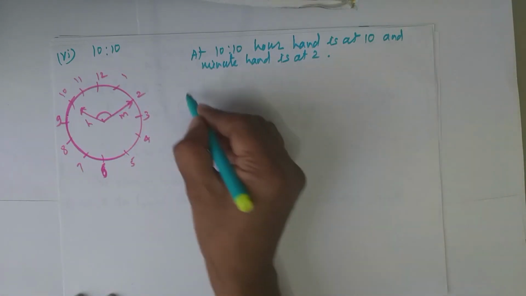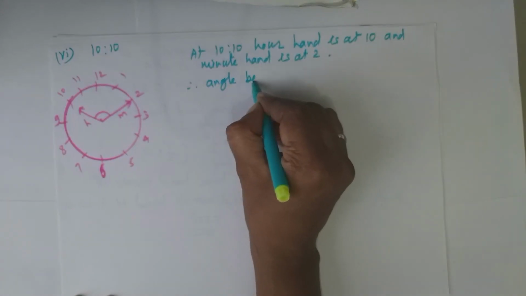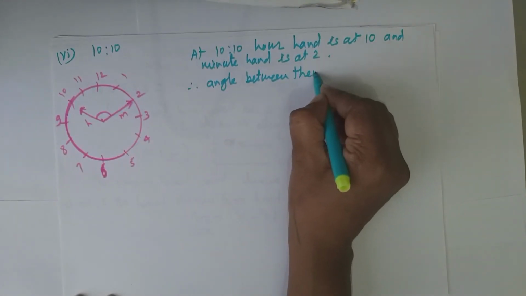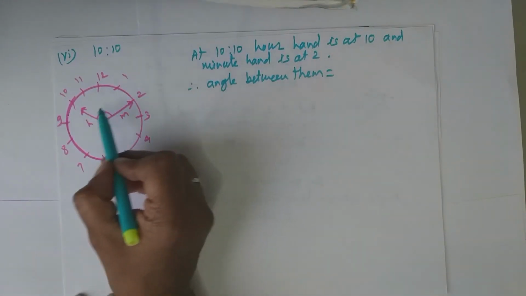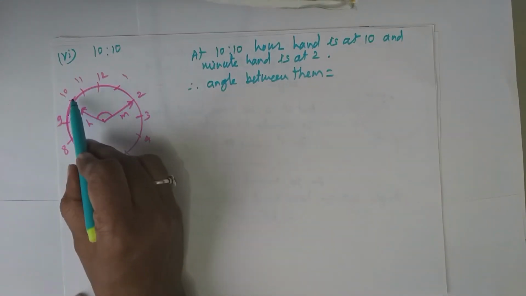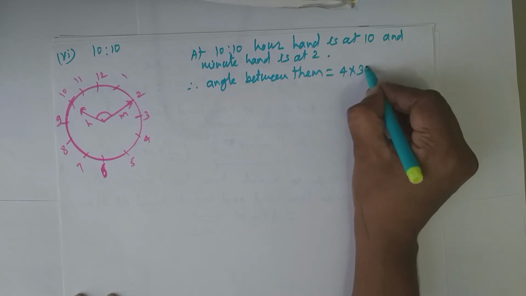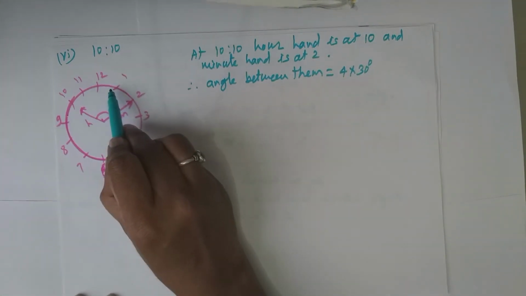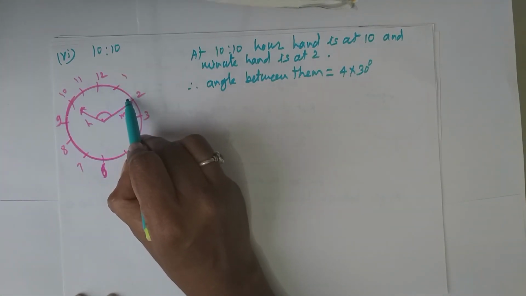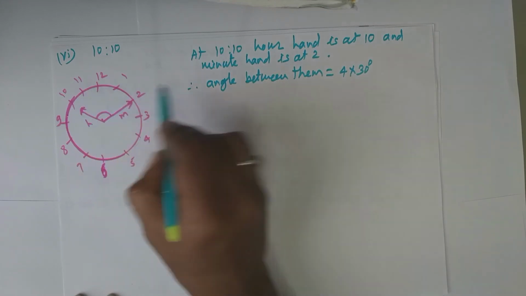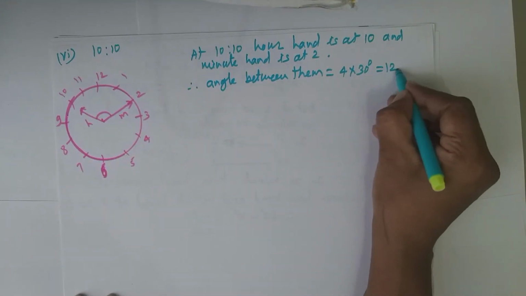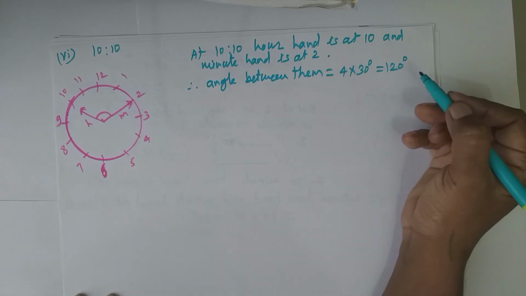Therefore, the angle between them: see how many equal divisions are between 10 and 2. See, 1, 2, 3, 4. Therefore, you write 4 into 30. We know that the angle between two consecutive numbers is 30. There are 4 equal divisions, so 4 into 30, and this is nothing but 120 degrees.